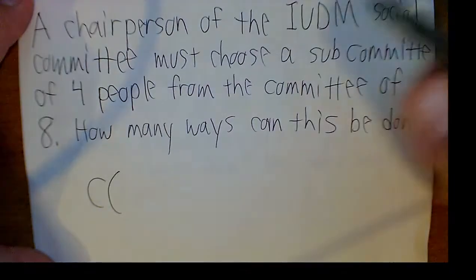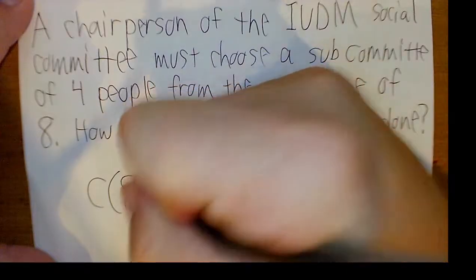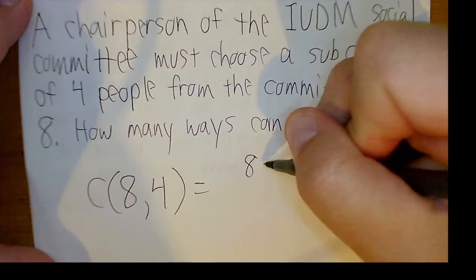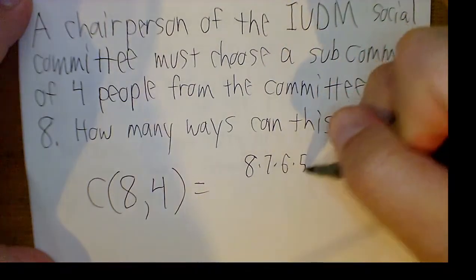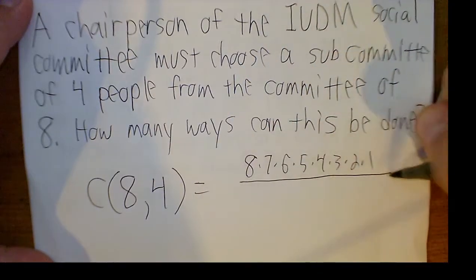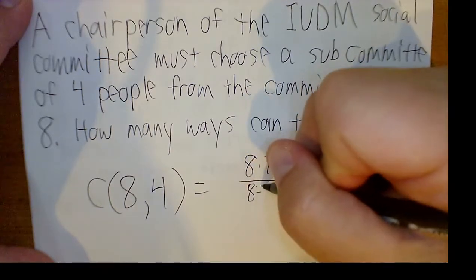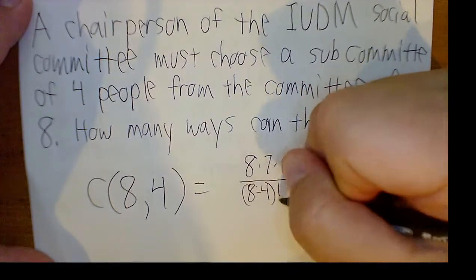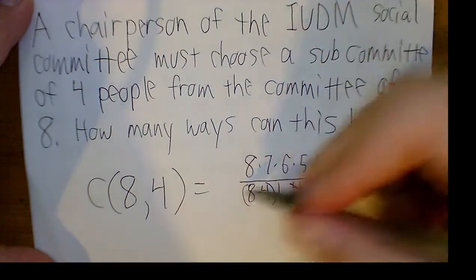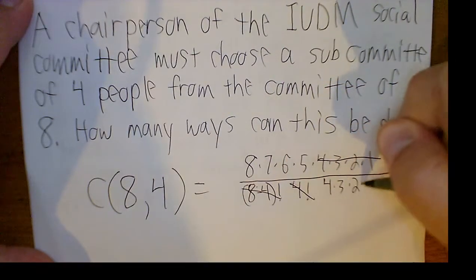So we have combinations, and our larger set is 8. We have 8 people, so we say, okay, combinations of 8 choose 4. Which then equals 8 times 7 times 6 times 5 times 4 times 3 times 2 times 1, divided by 8 minus 4 factorial times 4 factorial. Well, 4 factorial cancels out, and the other becomes 4 factorial itself, so 4 times 3 times 2 times 1.